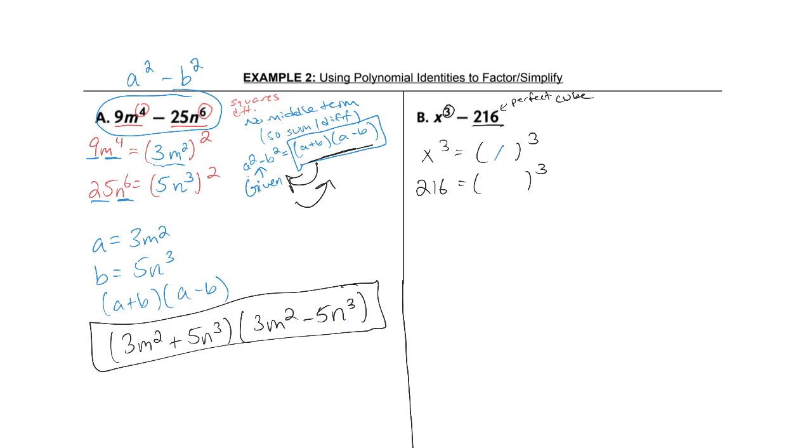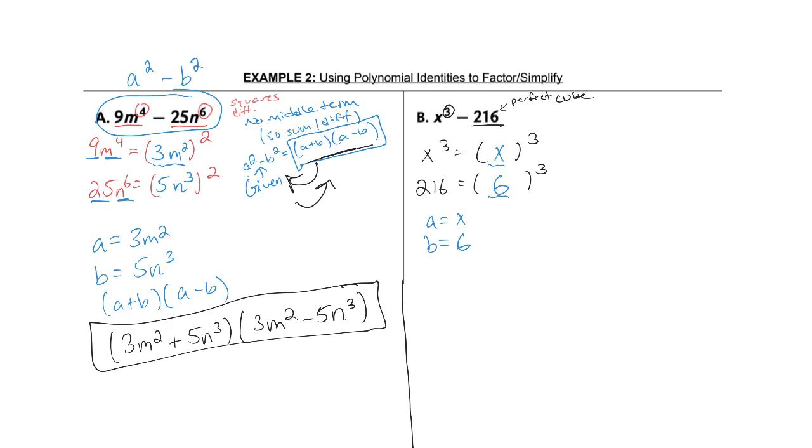Okay, so what can we factor out? Well, what's cubed gives us x cubed, x, and what cubed gives us 216, meaning what number multiplied by itself 3 times? 6 times 6 times 6 is 216. So these are our two numbers we're going to use. So A is equal to x, and B is equal to 6.